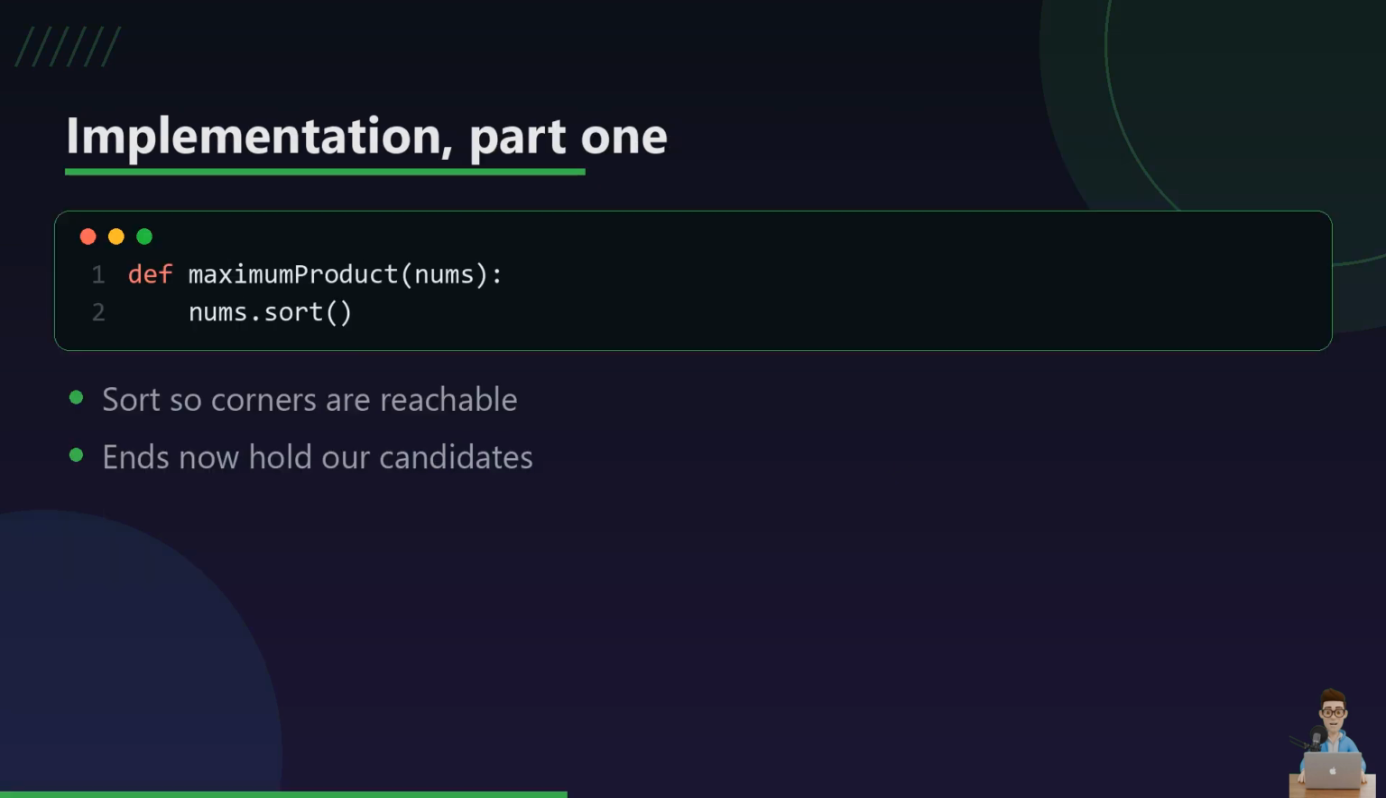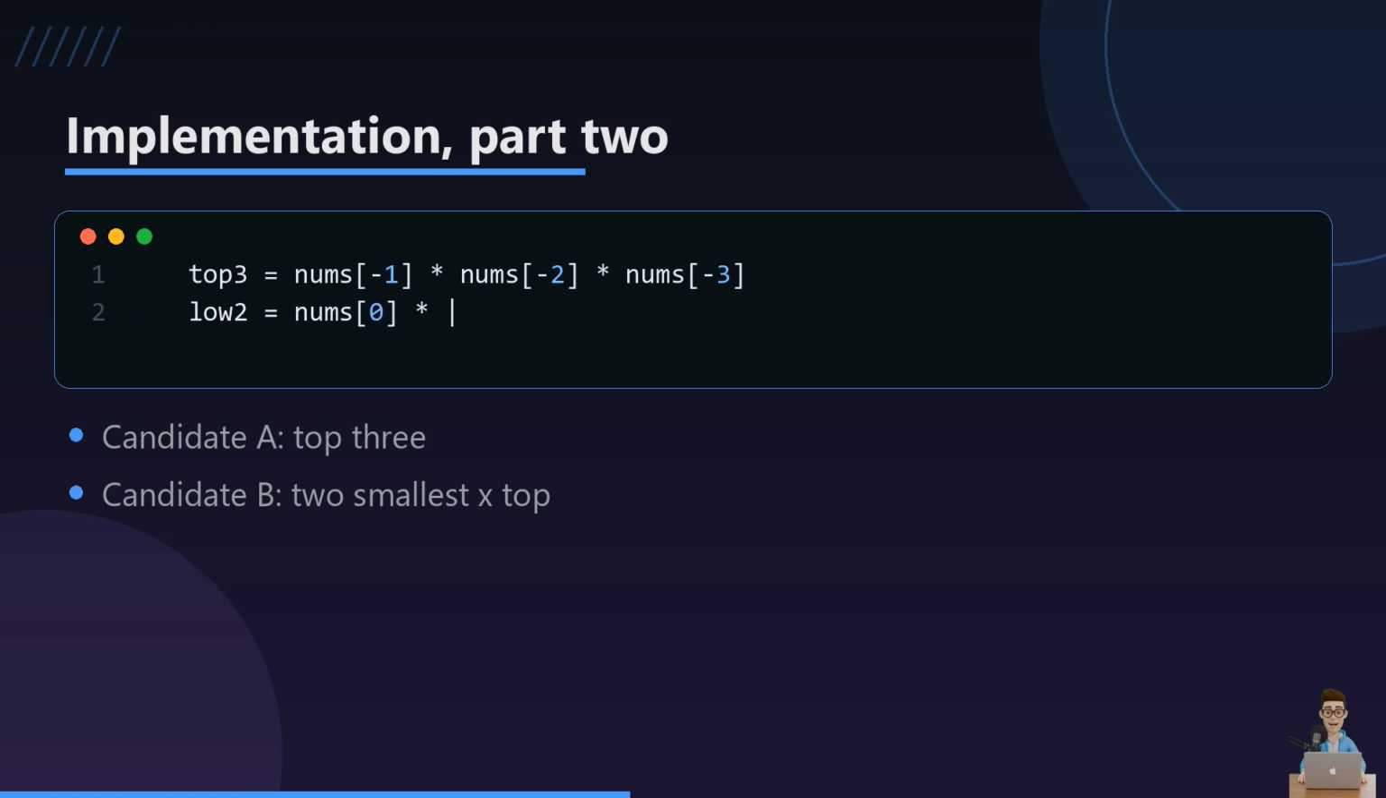In-place sort is n log n. If the interviewer pushes on space, note this mutates the input; use sorted if the caller can't tolerate that. After this, the two tails are addressable by fixed index, which is what makes the next line branch-free: 2 products, 1 max. Note there is no third candidate of 2 negatives times the second max, since the second largest positive never beats the largest, and the all-negative case is already covered by top 3. That's the subtle correctness argument most people skip.